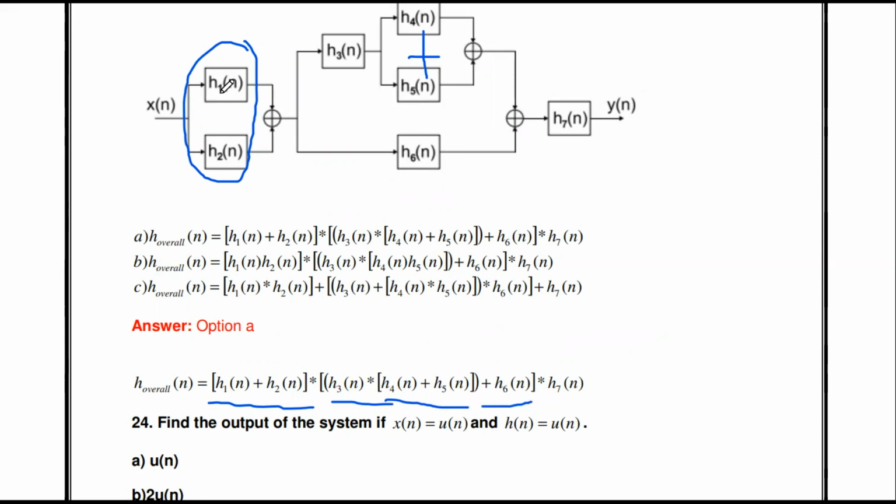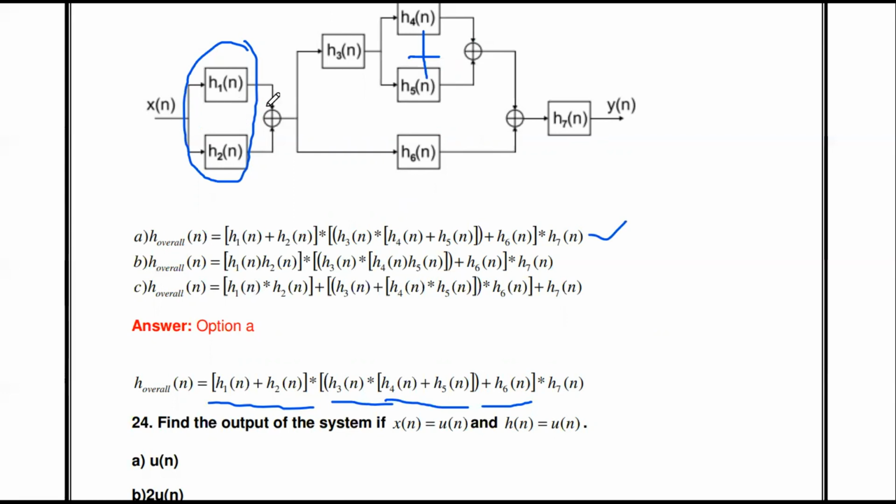Then this system and H7, the three things are connected in cascade, so we have to take convolution. So the first part, H1 plus H2, convolution with this answer, convolution with H7. So this is the overall impulse response, and option A is the correct one.